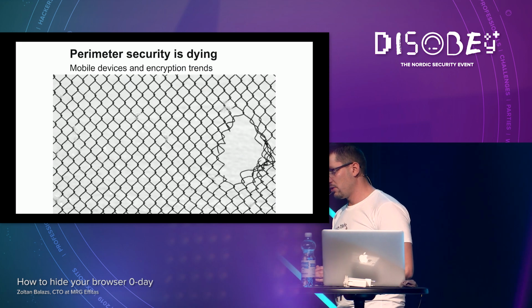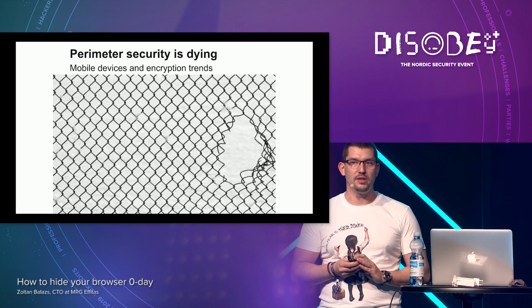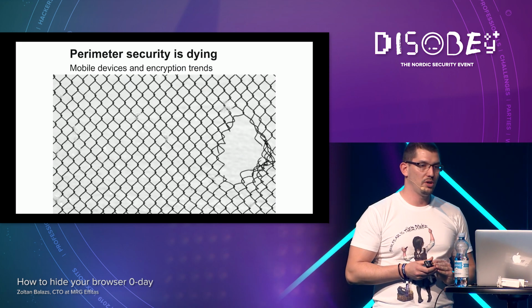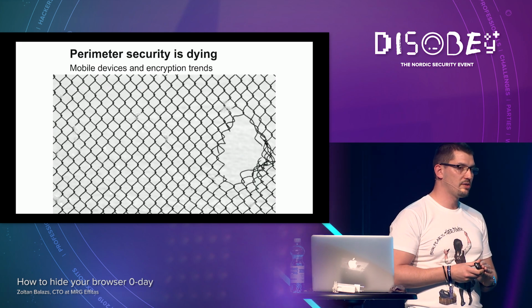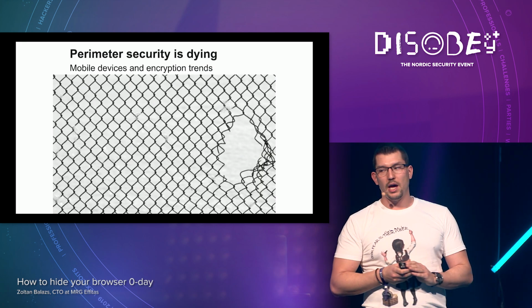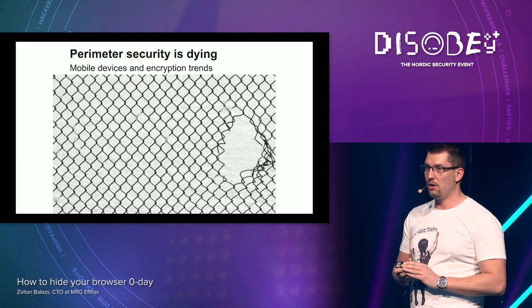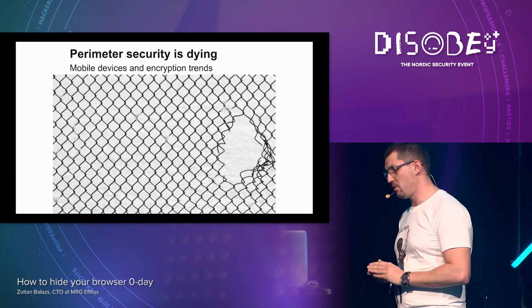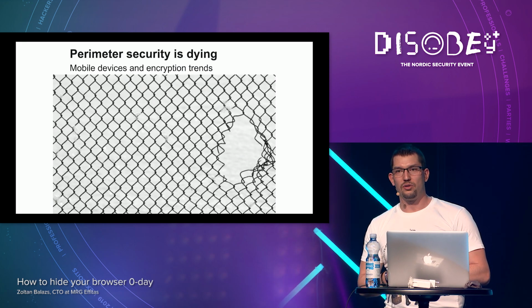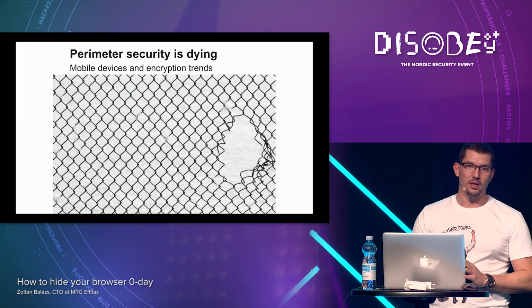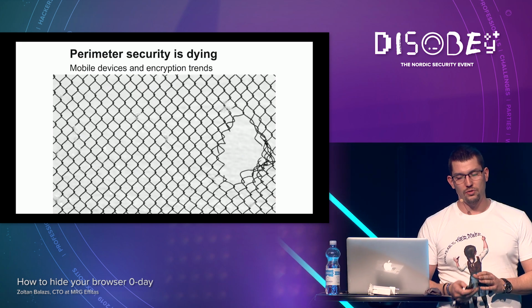I think one important message of my talk is that perimeter security is dying, and more stuff gets encrypted, and more mobile devices are used everywhere. So you should not depend on perimeter security as much as you depended on it 10 or 20 years ago.